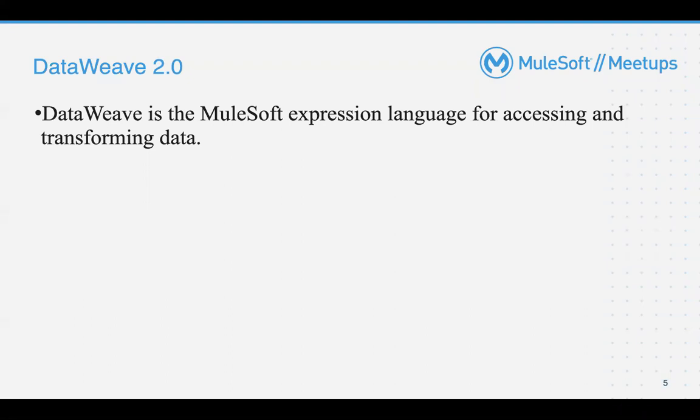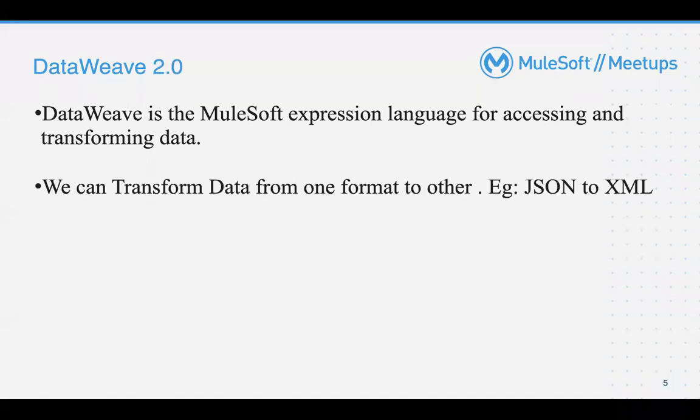It's Mule's language for accessing and transforming data. When I say accessing and transforming data, what is it? We can transform data first from one format to another. Again, I'm telling on a high level, for people who are new. We have data in different formats, isn't it? JSON, XML, COBOL, flat files, anything. To convert one format to another, we will be using DataWeave.